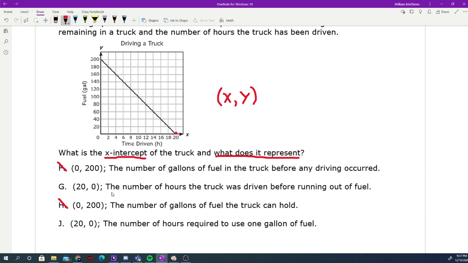So when we look at our example, it says the number of hours the truck has driven before running out of fuel, which would make sense. We drive the truck for 20 hours and then we make it down to 0. Or the number of hours required to use 1 gallon of fuel. Well, in that case, that would be the rate of change or the slope. So in this case, our best fit is the number of hours the truck was driven before running out of fuel. We ended up at 0 gallons at 20 hours.